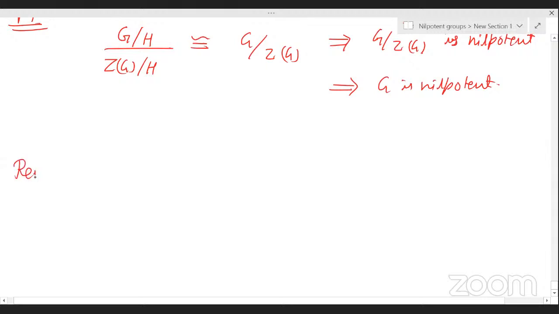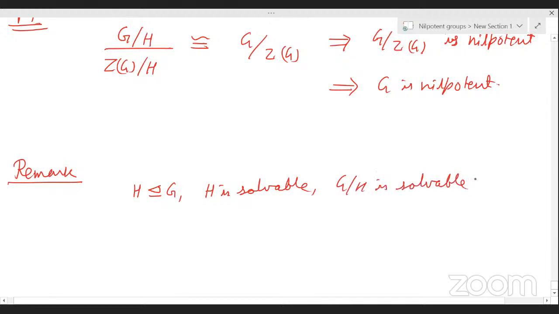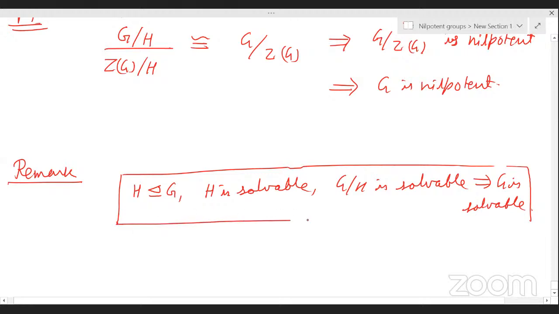One remark. In case of soluble groups, you have seen one result: if H is a normal subgroup of G, I am writing it in short, in case of soluble group, H is soluble, G/H is soluble, implies G is soluble. But it is not true in case of nilpotent groups.